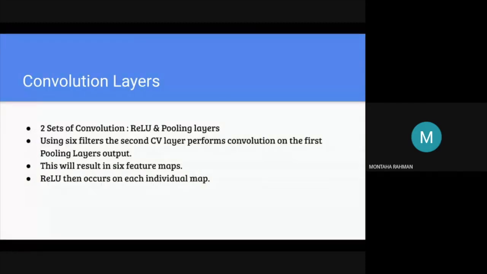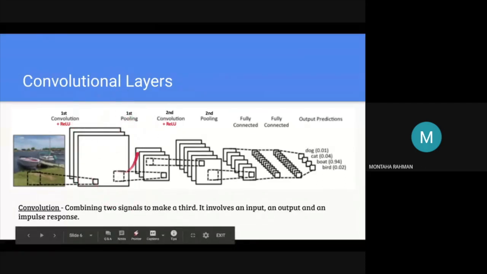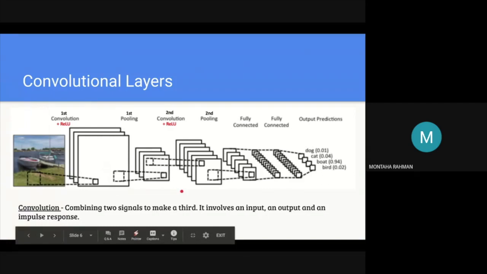Okay. So you'll see that there are two sets of convolution. They're known as ReLU and pooling layers in this specific example. It's just easier to refer to an image than just talking about it theoretically. So here you are using 6 filters to get to the second convolution layer. It first performs convolution on the first pooling layer. This will result in 6 feature maps. That's what they're called. And then ReLU will be applied to each individual map.